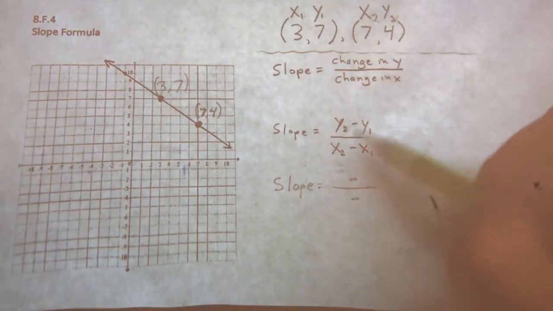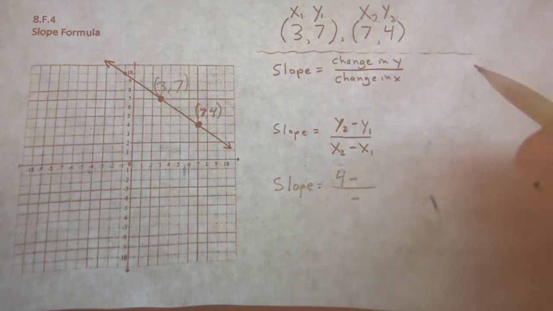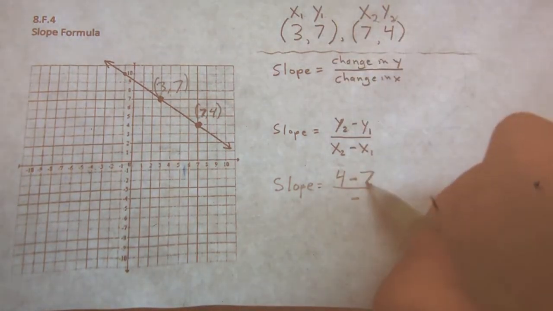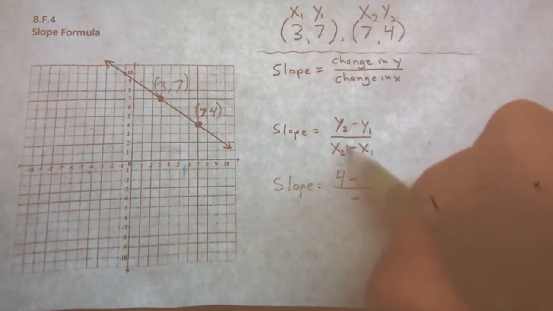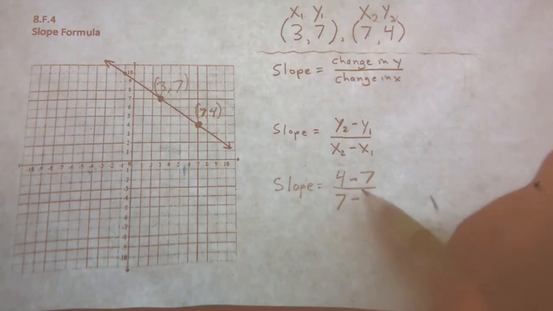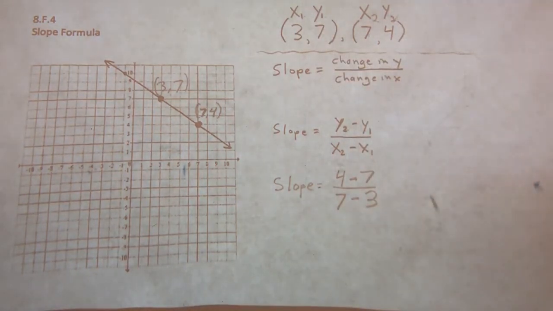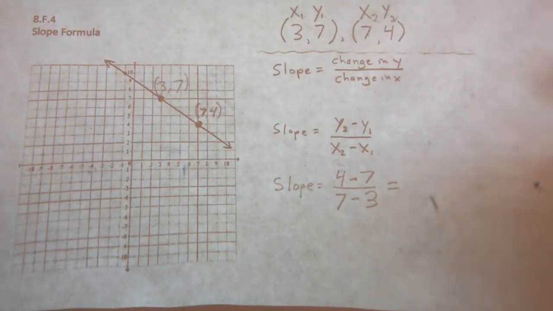So y2 goes right here, and notice my y2 is 4, so I put a 4, minus my y1 value, which is 7. My x2 is 7, so that goes here, x2, minus, and my x1 is 3. And so then I just do that calculation, and I'll find my slope.